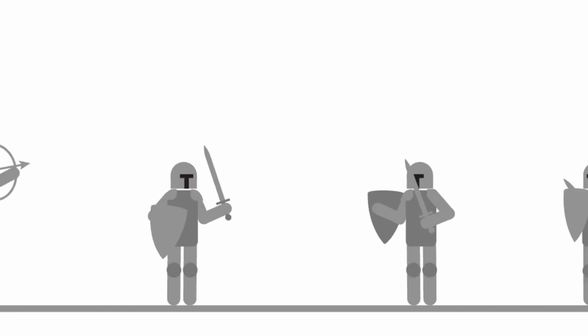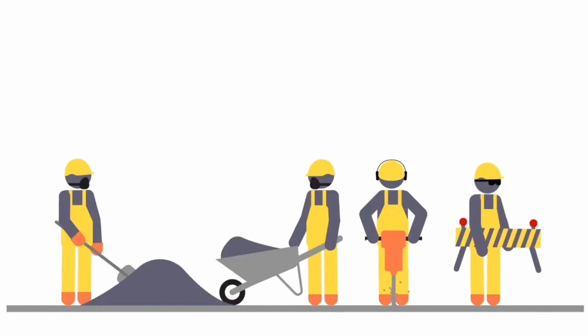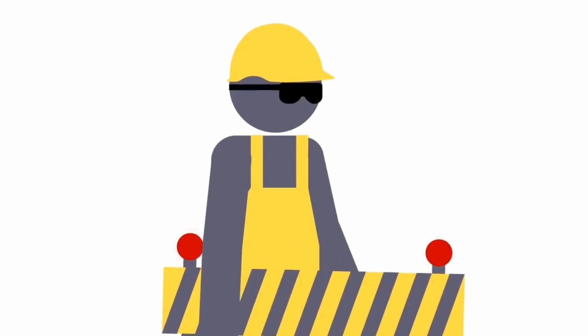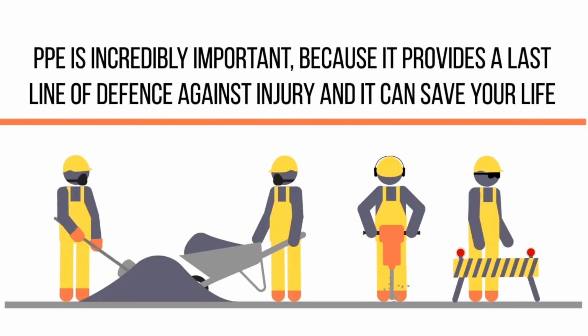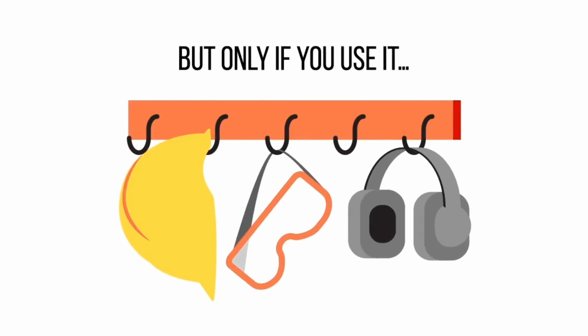Personal protective equipment, or PPE for short, is equipment that will protect you against health and safety risks at work. It's not a new idea. People have used PPE for centuries to protect themselves. But in the modern workplace, PPE includes items like safety helmets, gloves, eye protection, face masks, and safety footwear. PPE is incredibly important because it provides a last line of defense against injury, and it can save your life. But only if you use it.